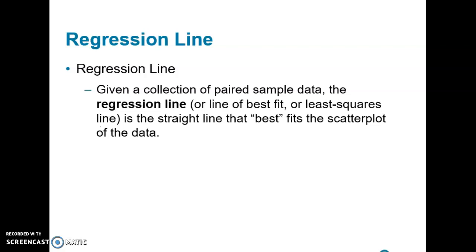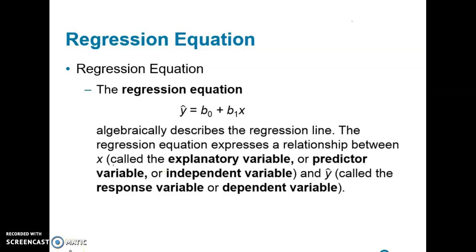The least squares part comes from a formula that you can use in order to come up with this line, but we're going to use our calculator skills. So a regression line is given a collection of paired sample data, that means ordered pairs, x, comma, y. The regression line is a straight line that best fits the scatter plot of the data, so then we can use it to approximate. The regression equation, we have y hat equals b naught or b sub 0 plus b sub 1 x. That describes the regression line.